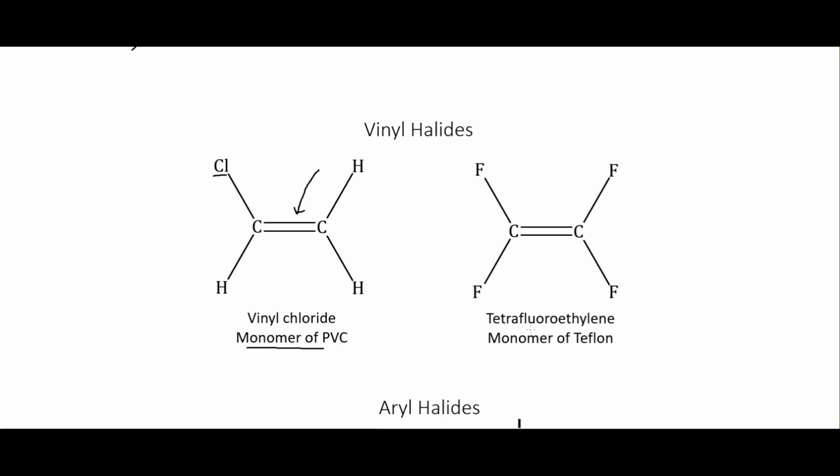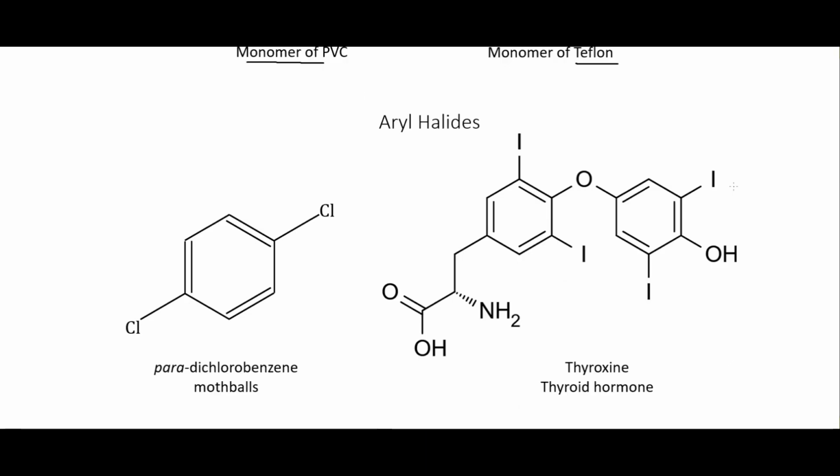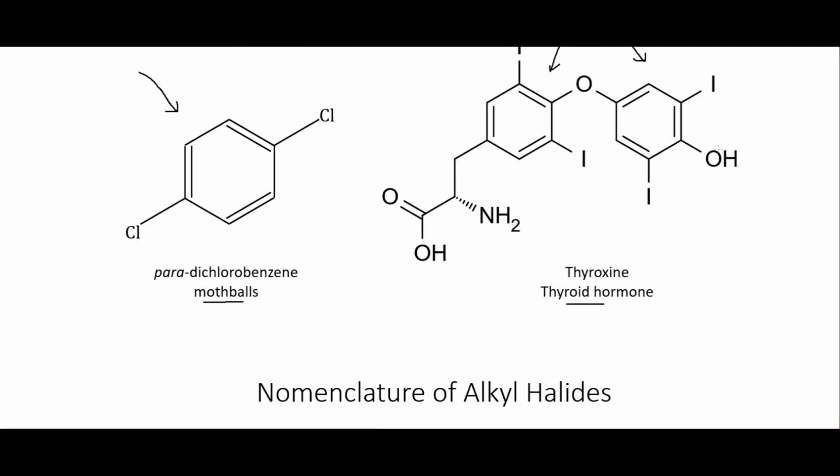Then we have tetrafluoroethylene, which is a monomer of Teflon, like the non-stick surface of pans and things like that. And we can have aryl halides, which are just aromatics with halogens on them. So we have this aromatic ring here with these two chlorines on it. So that's paradichlorobenzene, which is used in mothballs. Then we have thyroxine, which is a thyroid hormone. This has two aromatic rings, and it has a bunch of iodines bound to it. And so those are aryl halides.